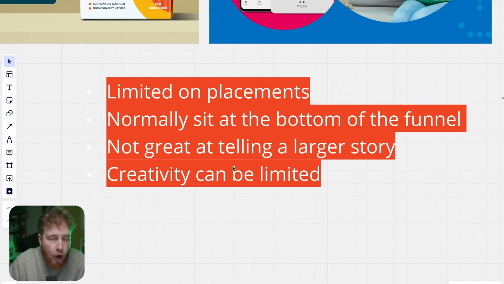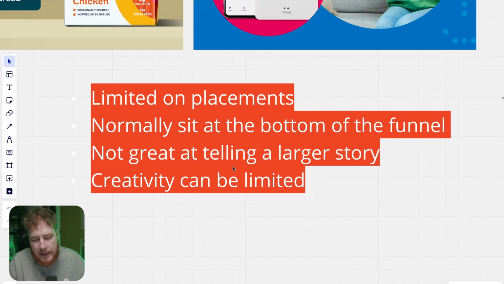So the not so good things about statics, first of all, it's limited on placements. You're missing out on a lot of placements on Meta and basically the entire platform in TikTok. When we look at Meta, for example, you're missing out on stories, really, because people aren't going to pay attention to a static story. You're missing out on reels. There's a lot of placements there that you're missing out on. Also, normally, statics, believe it or not, sit towards the bottom of the funnel. The reason for this is that's just the way it ends up with Meta if you target broad. So not great for top of the funnel work.